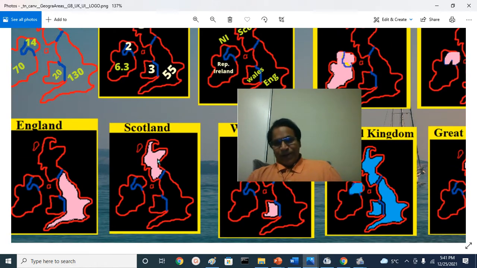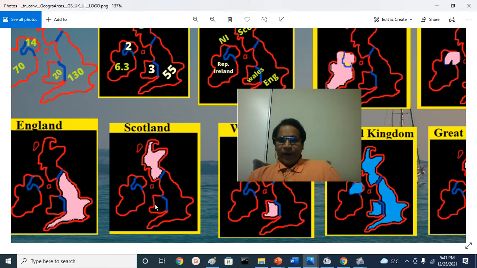Sri Lanka is our standard, right? 65. England is twice the size of Sri Lanka, 130. Scotland is a little bigger than Sri Lanka. Sri Lanka is 65. You think you are retiring at 65 and you think you are Sri Lankan. Sinhal is Sri Lanka. Scotland is a little more than Sri Lanka, that is 78.